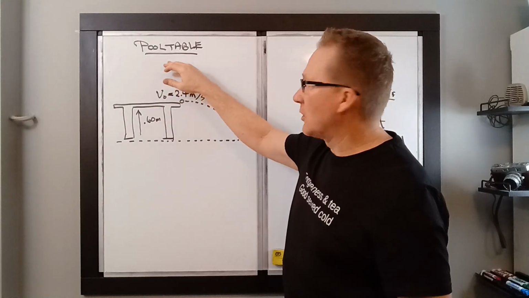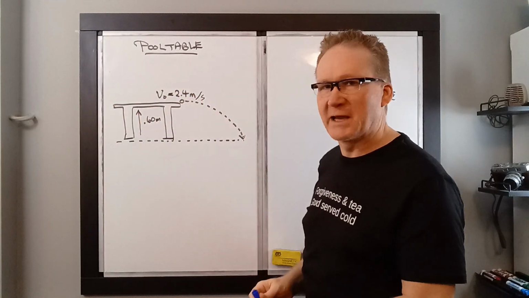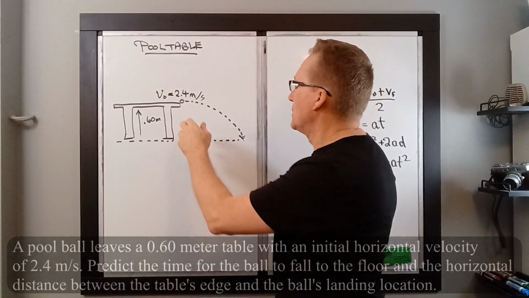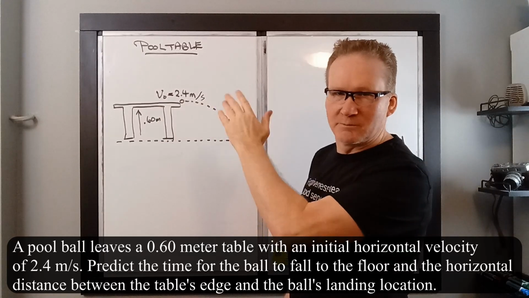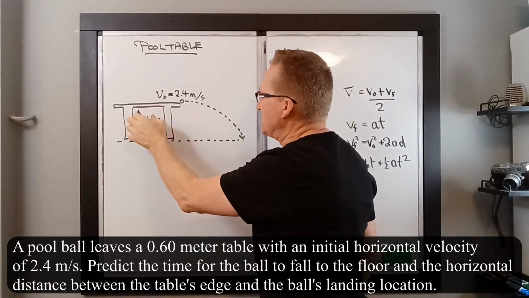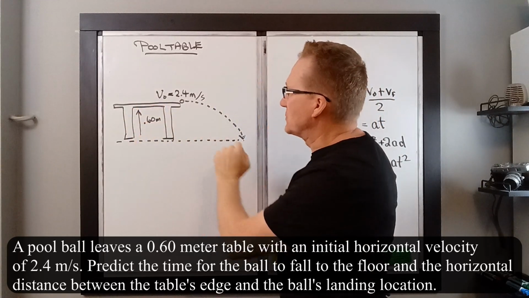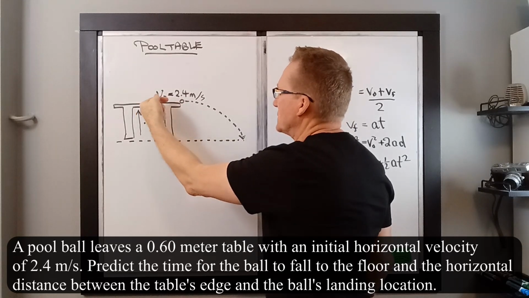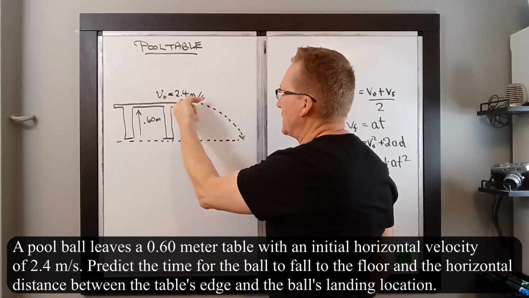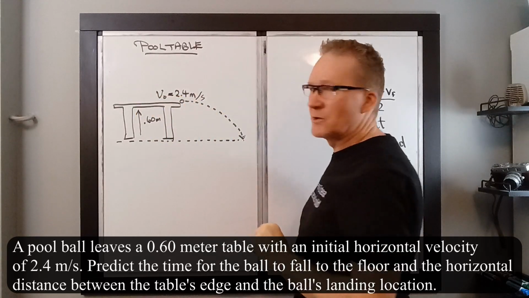This one is about a ball being knocked off a pool table, something if you've played pool or snooker, you've done quite often. The pool table is 0.6 meters tall and the ball gets thrown straight off the table, horizontally this way. And we want to know two things about it.